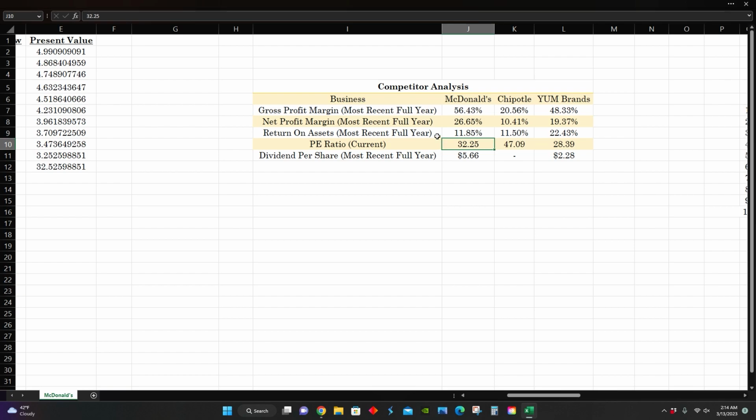McDonald's has a middling of the pack price to earnings ratio of 32 times earnings, and they also pay out the highest dividend at $5.66 per share. Chipotle doesn't pay out a dividend, and Yum Brands only pays out a $2 dividend per share.